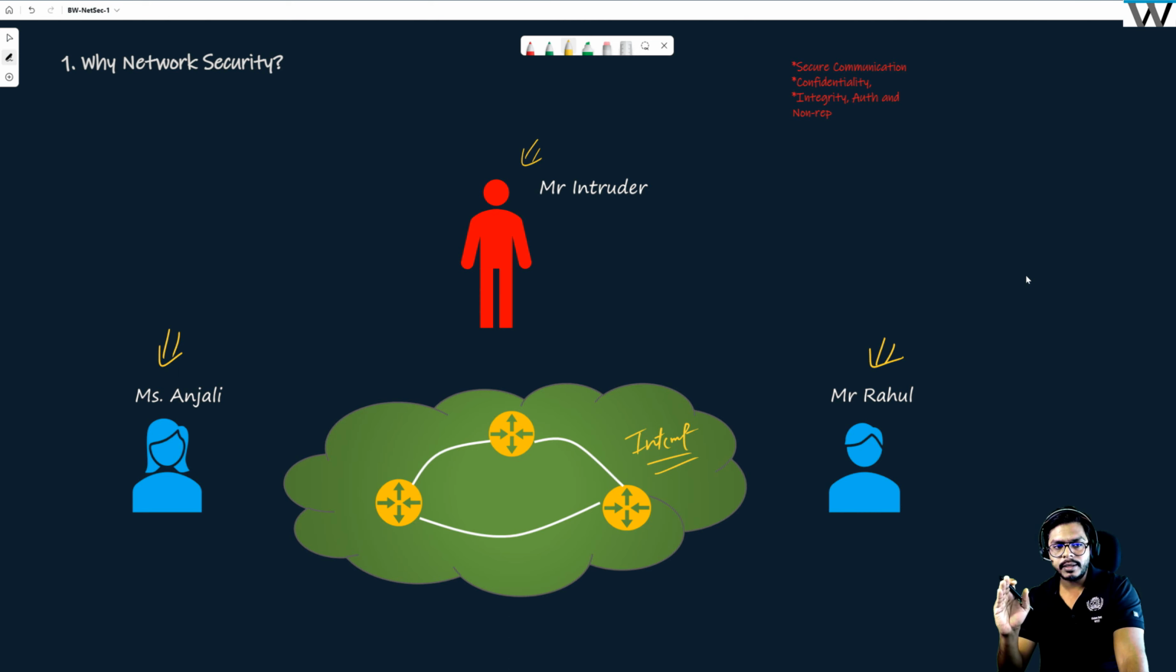So overall, if I say there is a need: Miss Anjali wants to talk to Rahul, and they want to talk over an unsecure medium securely. How to do that? What are the various things which we need to consider, right? So what I want is that you should also think, the problem is simple. Anjali wants to send a message to Rahul over this unsecure medium where there are so many people who can watch these messages, right?